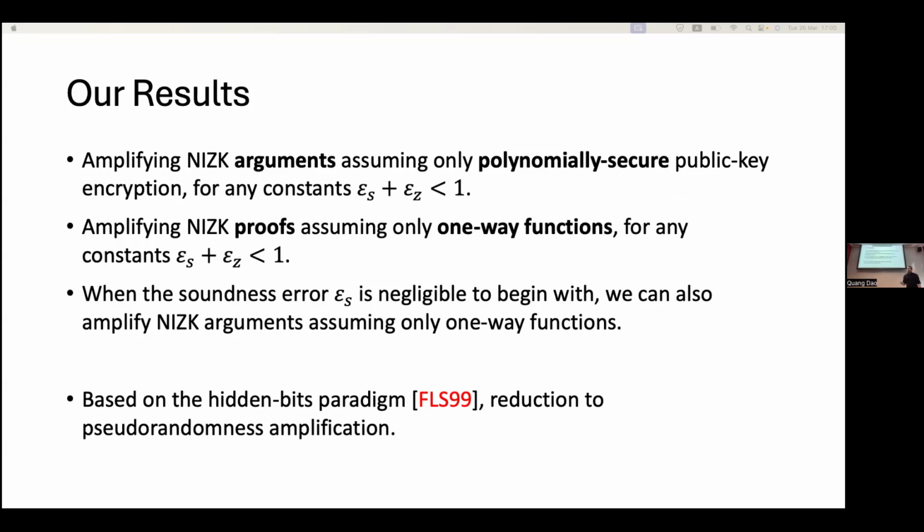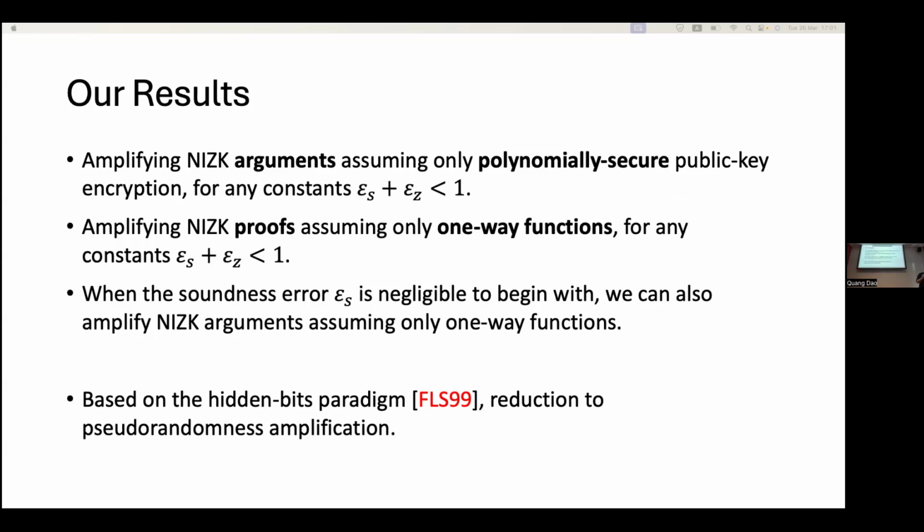Now if you assume that the weak NIZK is statistically secure, weakly statistically secure, then you can assume only one-way functions. One-way functions are sufficient if you want to amplify NIZK proofs. You don't need public encryption. And also standard one-way functions, not polynomially secure.